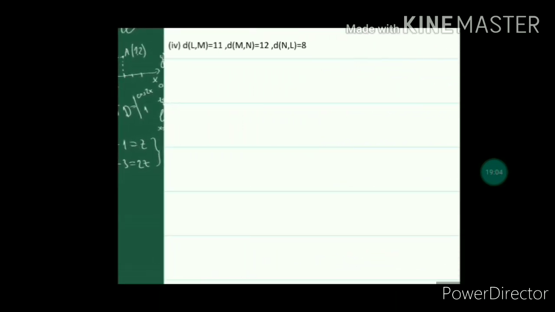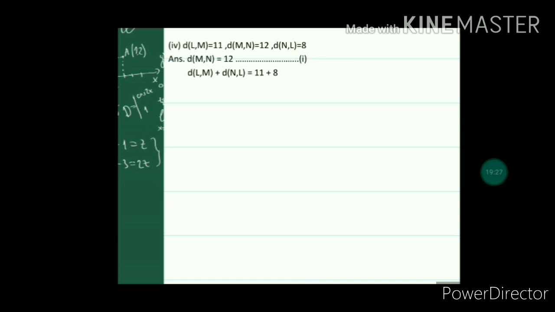Fourth example is distance of LM is equal to 11. Distance of MN is equal to 12. Distance of NL is equal to 8. Answer is the greatest distance between M and N here is equal to 12.